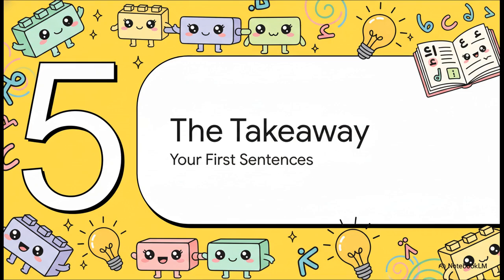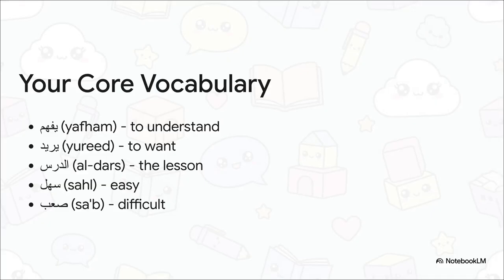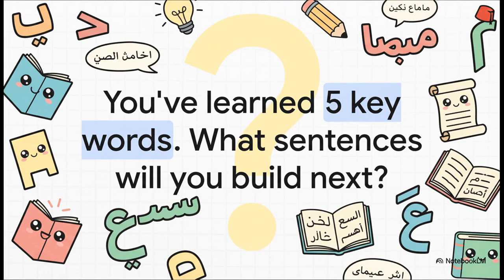You've learned the system. Let's do one last quick review of the 5 core words that made all of this possible. We have yafham, the verb for he understands. We have yurid, the verb for he wants. Ad-dars, that's the lesson. And our opposites, sahl, easy, and sa'b, difficult. These 5 words are your new foundation. You know, you started this just a few minutes ago with one single sentence on the screen that maybe looked a little scary. Now you're leaving with a system for creating countless more. You have the core vocabulary, you have the basic recipe. So the only real question left is, what sentences will you build next?